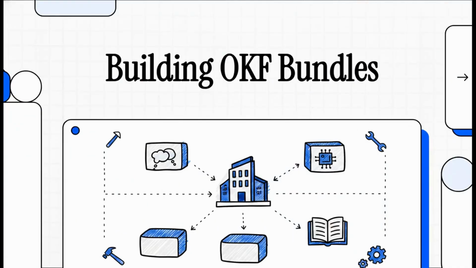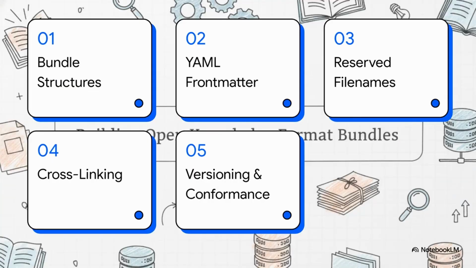Thanks, Coding Cat. Welcome everyone to today's Explainer, where we're going to unpack a step-by-step builder's blueprint for constructing a valid Open Knowledge Format, or OKF, version 0.1 bundle, totally from scratch. If you're looking to create knowledge systems that are seamlessly readable by both humans and AI agents, you're in exactly the right place. Okay, let's dive into this.